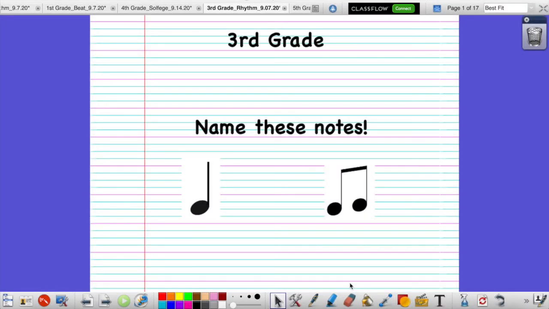And my first question for you is this. Can you name these two kinds of notes? So we have this note here and these notes here. Do you remember what they're called?